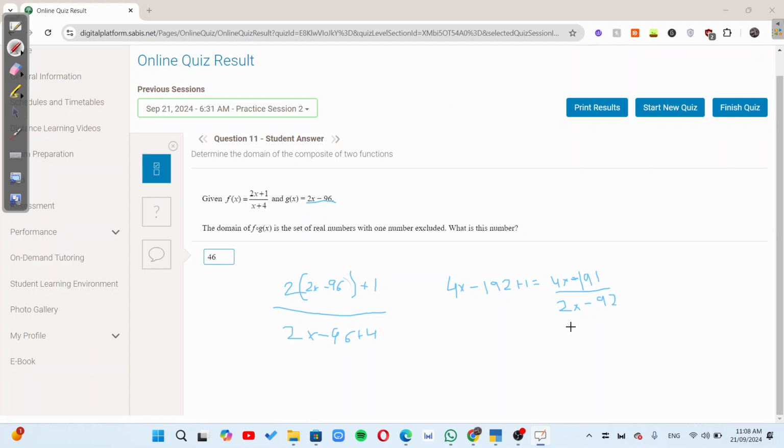So this is your answer now. Now you need to see whatever value makes the denominator 0. So you're going to do 2x equals 92. So 2x cannot be 92, so x cannot be 46. That's how you get your answer for this question.